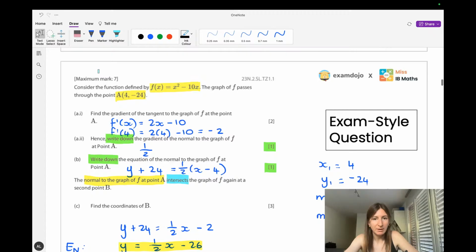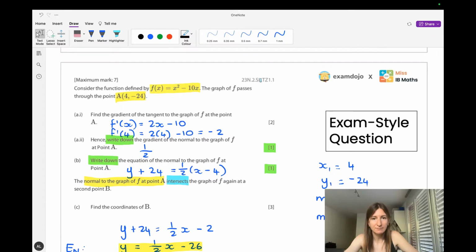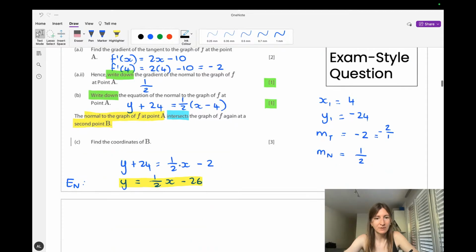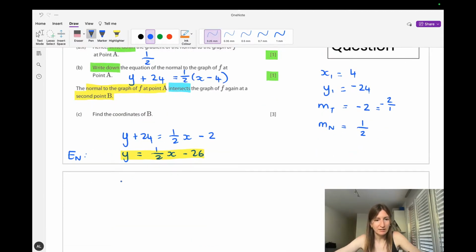And this is probably a paper 2 question, because we have the squared graph here and a linear graph, so we can plot them on our calculator and see where they overlap. So the normal intersects the graph of f again, because they've intersected obviously at A, again at a second point B. We need to find the coordinates of B. Because this is a calculator paper, I'm not going to set them equal to each other and solve algebraically, although I could.